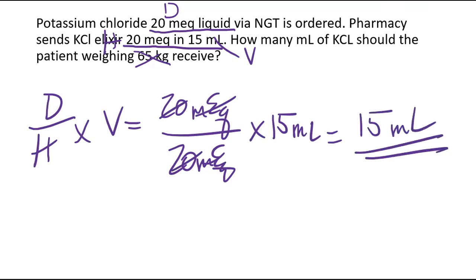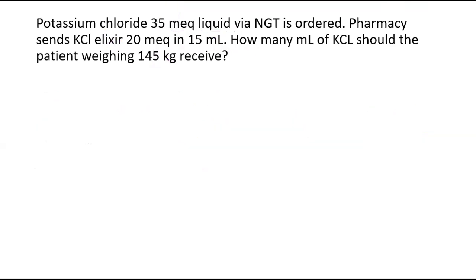Okay, 15 milliliters is your answer. Very simple question. Now we have something a little bit more complex. Same idea. How many mLs should we give to a patient weighing this much? Well, we don't care how much. They could be 4,000 kilograms. It doesn't matter. The order is to give them 35 milliequivalents in the NG tube.